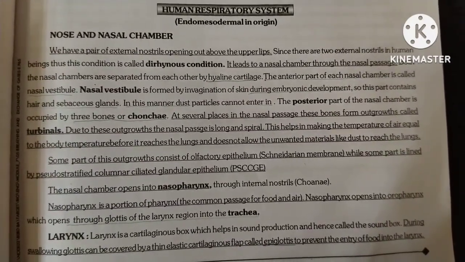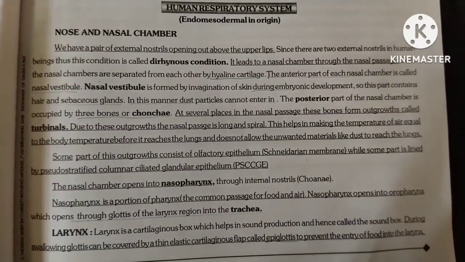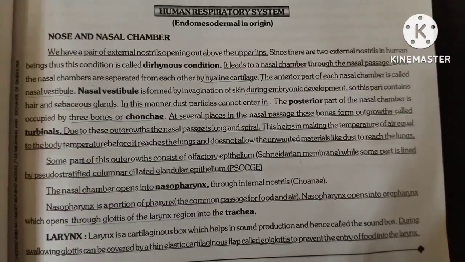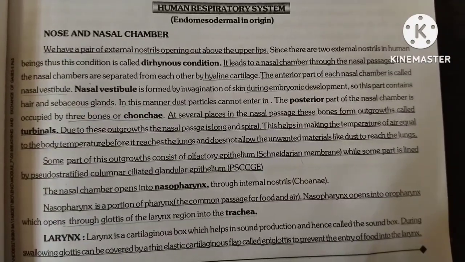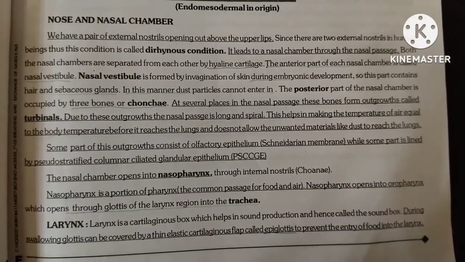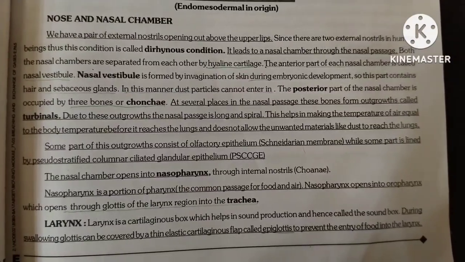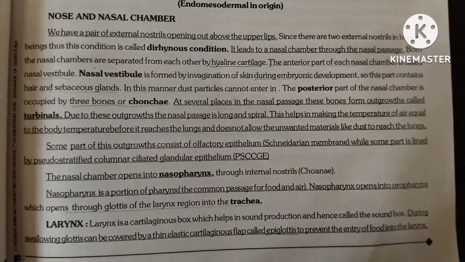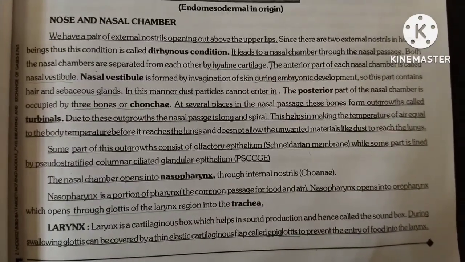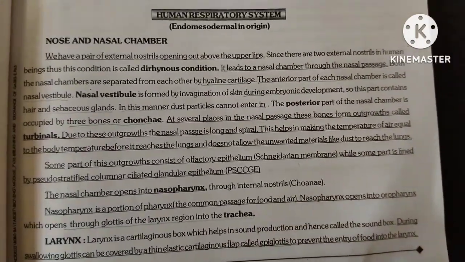The nasal chamber opens into the nasopharynx through internal nostrils. Nasopharynx is a portion of the pharynx, the common passage for food and air. Nasopharynx opens into the oropharynx, which opens through the glottis of the larynx region into the trachea. Larynx is a cartilaginous box which helps in sound production and hence is called the sound box. During swallowing, the glottis can be covered by a thin elastic cartilaginous flap called the epiglottis to prevent the entry of food into the larynx.